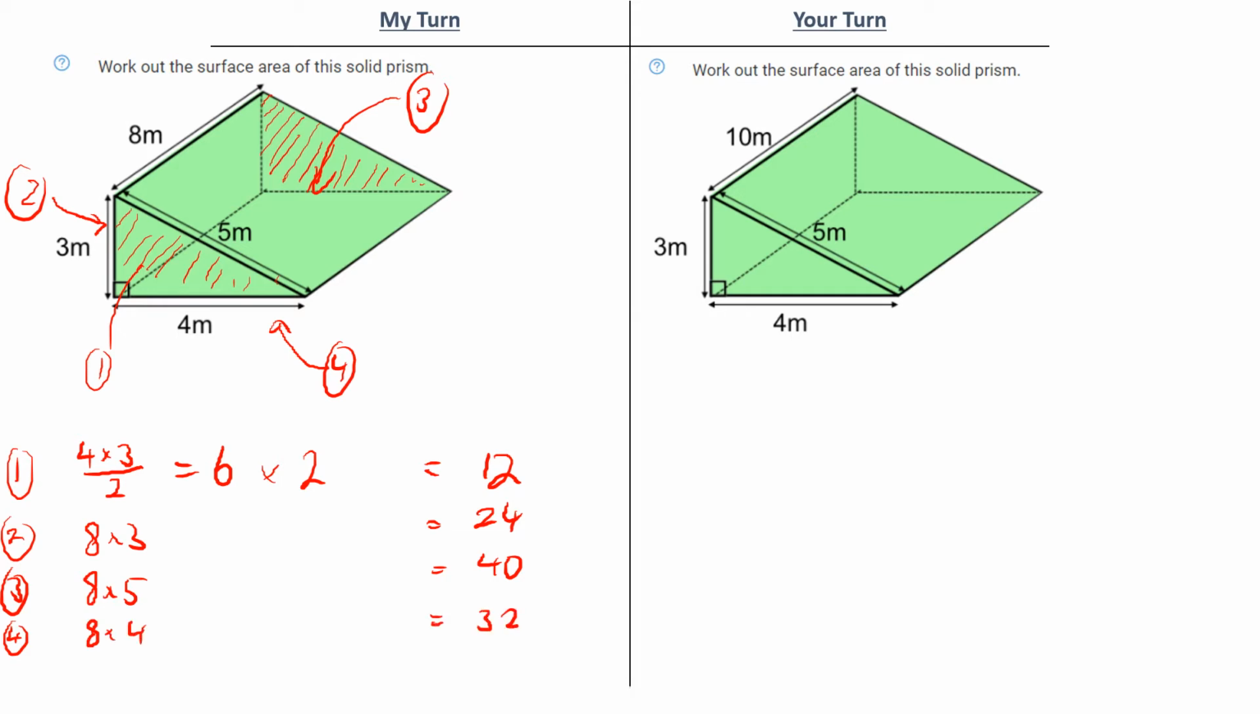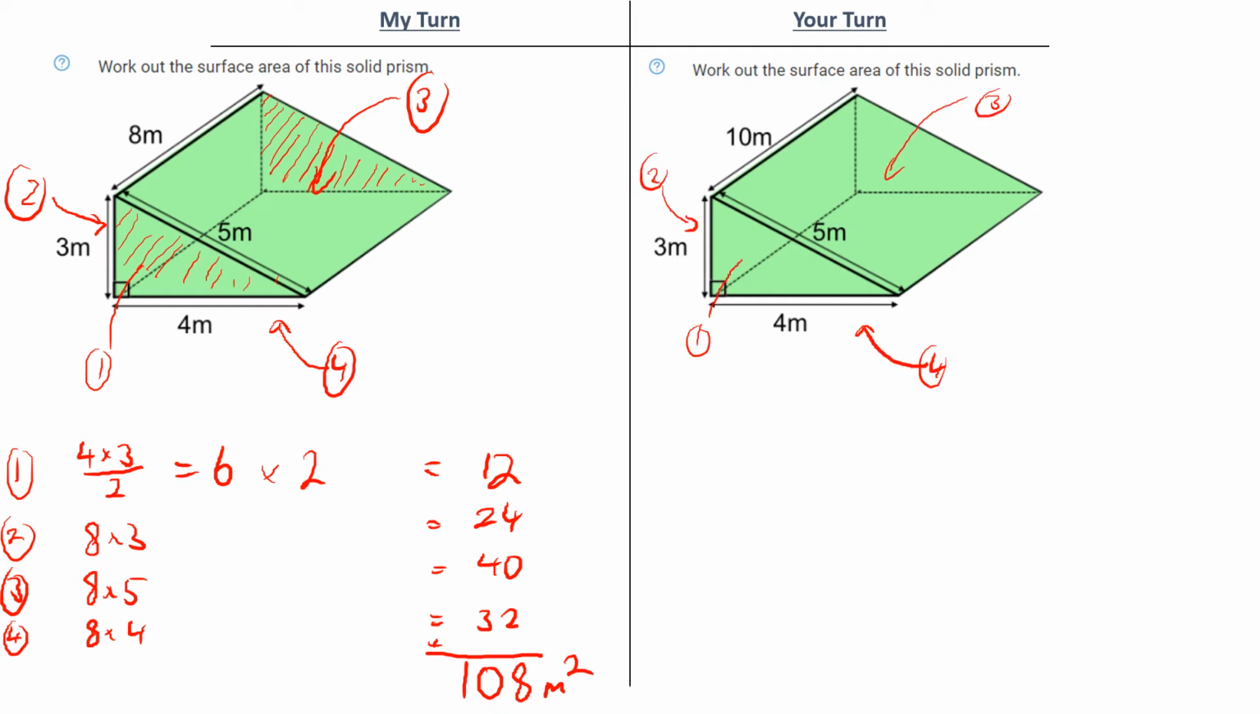Okay, so to find the total surface area, all we need to do next is add them together. We get 108 in my units, meters squared. Okay, so pause the video, have a go with the next one, and then we'll go through it together.